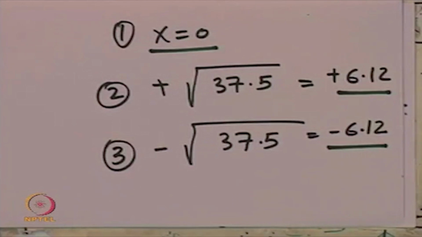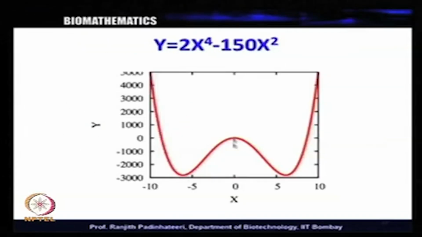Now, let us look at this plot here. If you look at this plot, at 0 this is the maximum, at plus 6.12 one minimum here, and at minus 6.12 another minimum here. So, just by equating the derivative to 0, we found three extrema: 0, plus 6.12, minus 6.12. This is the idea which I want to convey to you: if you find the derivative and equate it to 0, what you will get is basically the maximum or minimum point, and the minimum of free energy has a meaning in biology.